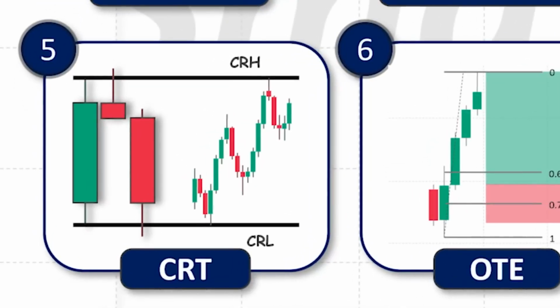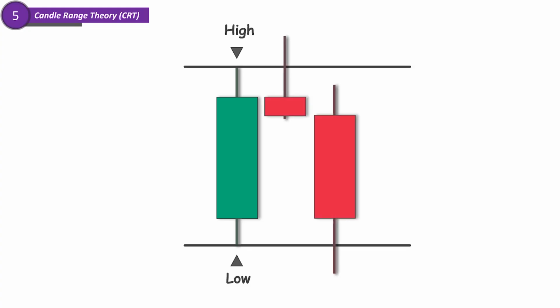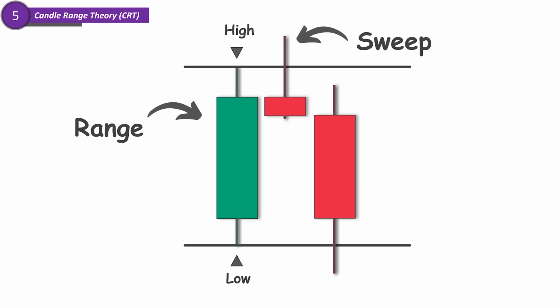Number 5. Candle range theory. Candle range theory, or CRT, is a trading concept that focuses on the price range, high to low, of a single candlestick on the chart. The typical concept of this strategy usually involves 3 candles, and each candle has its own important role. The first candle defines the range. The second candle creates the sweep. The third candle provides the entry.